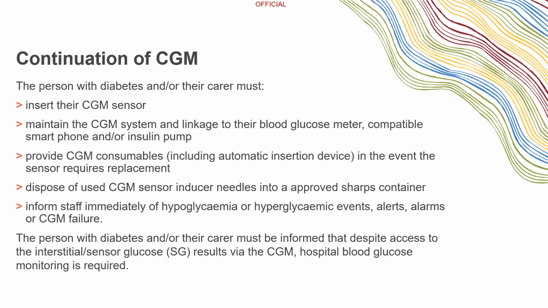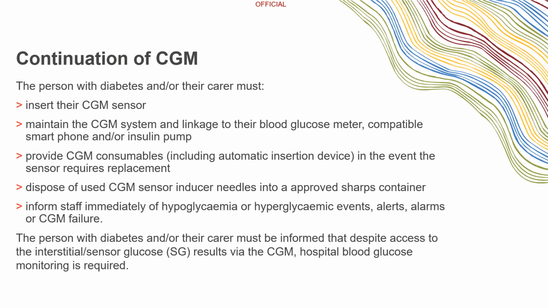During the course of the admission, the person with diabetes, their parent or carer must insert their CGM sensor when it is appropriate to do so, maintain the CGM system and linkage to their blood glucose meter, compatible smartphone and/or insulin pump, provide the necessary CGM consumables in the event that the sensor requires replacement, dispose of the used CGM sensor introducer needle into the approved sharps container, inform staff immediately of any hypoglycemic or hyperglycemic event, any alarms, alerts, or the event of CGM system failure.